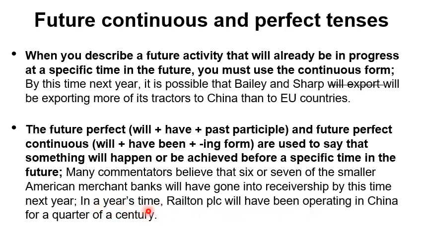It's a future tense, but the main focus of the sentence is within the next year or within a year, Railton PLC will have been opening. They will have been opening for a quarter of a century, for 25 years. So we have to use the future perfect continuous in talking about this kind of sentence.